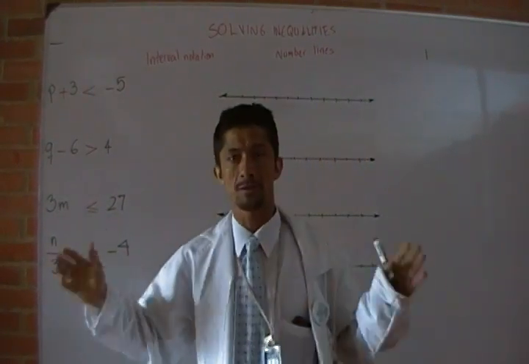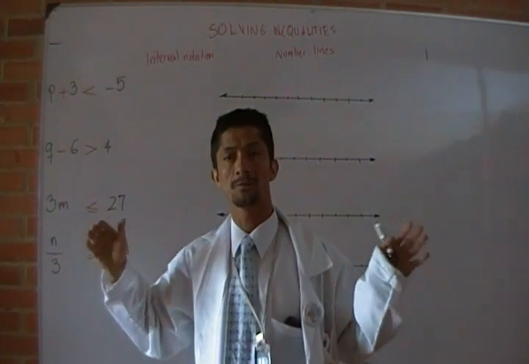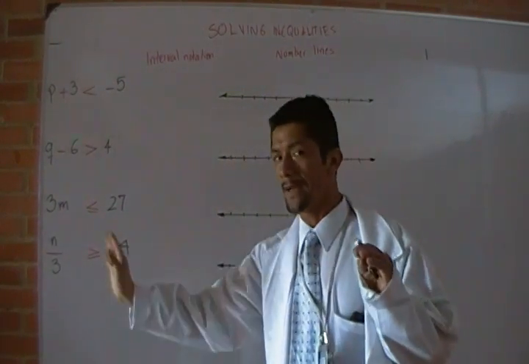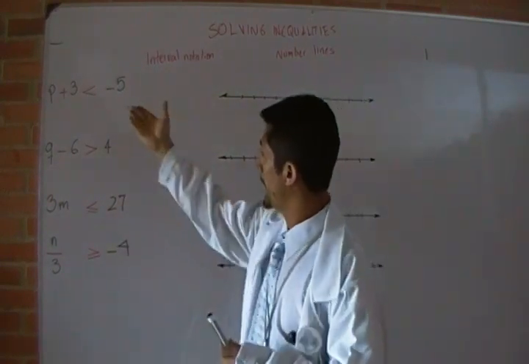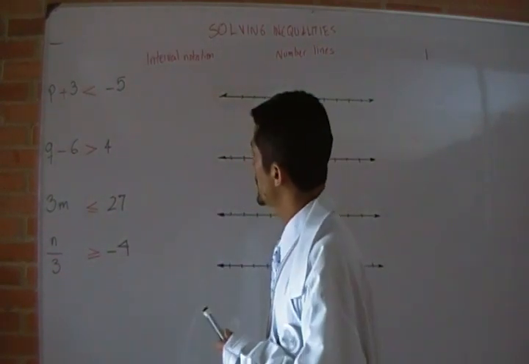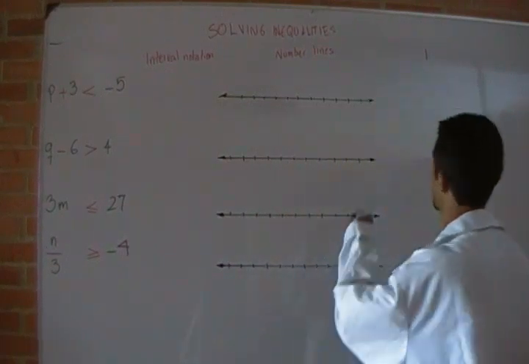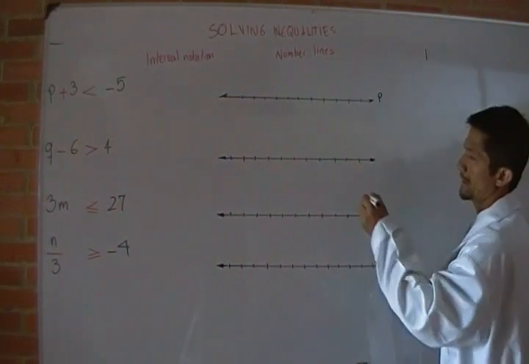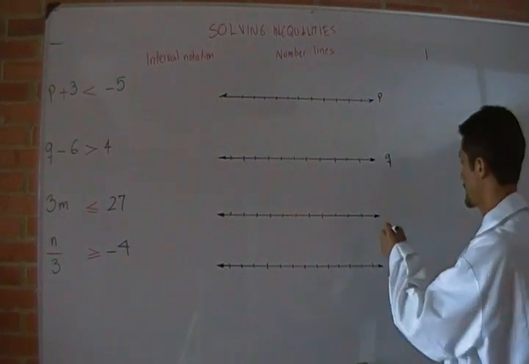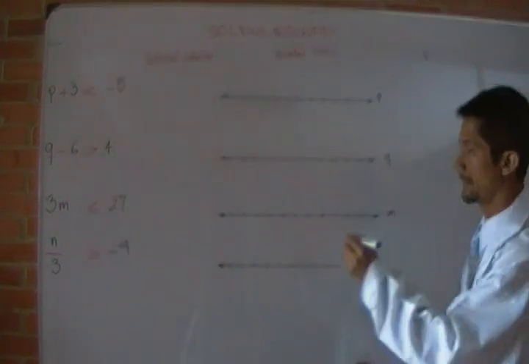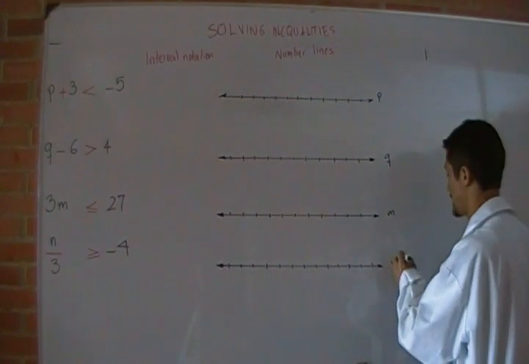So applying the properties of inequality or the properties of equality. Whatever you do on one side has to be done on both sides, so to keep the balance. Example number 1 says that my variable is p. In this example, the variable is q. The next one, the variable is n, and that one, the variable is n.